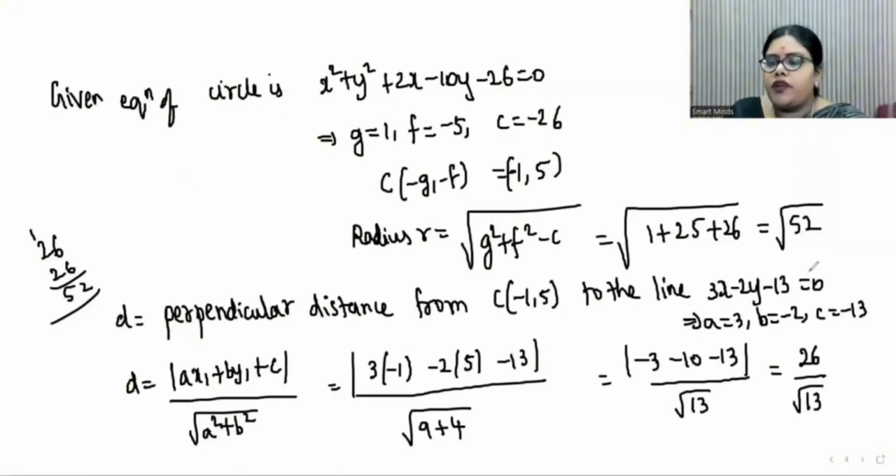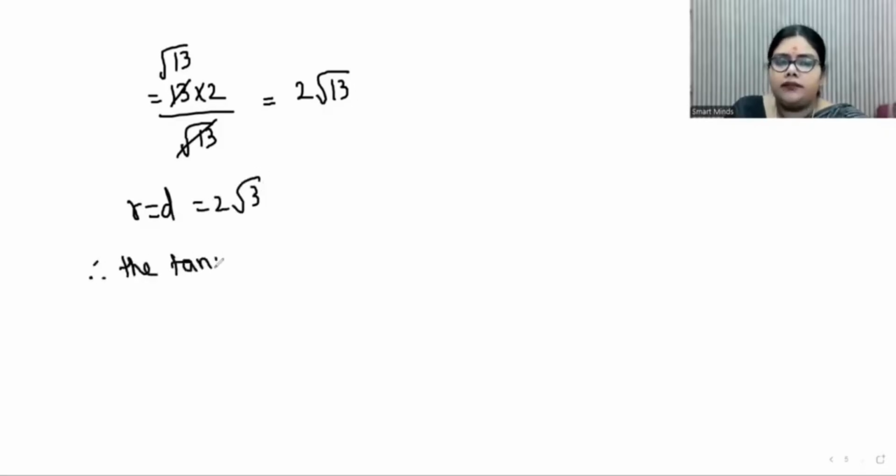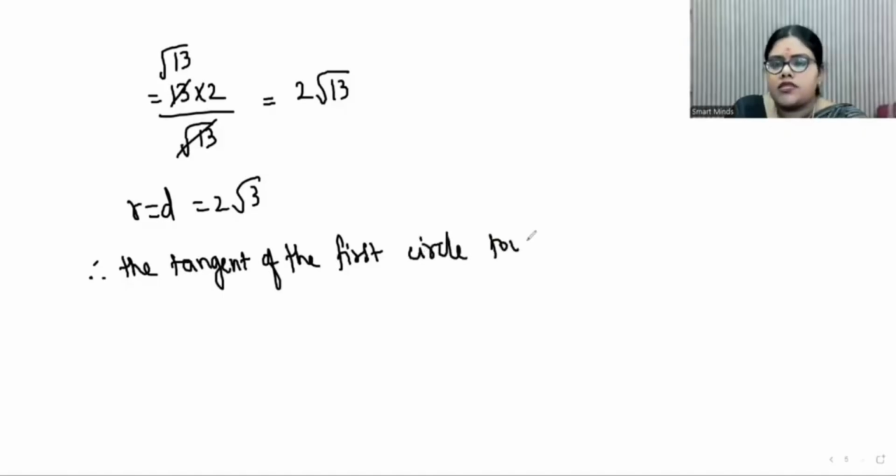And here root 52 can also be written as 2 root 13, because this is 4 into 13. So this is 2 root 13. r and d both are equal, radius and perpendicular distance. So we got r is equal to d, that is equal to 2 root 13. Therefore, the tangent of the first circle touches the second circle.